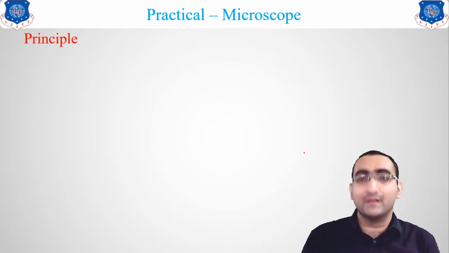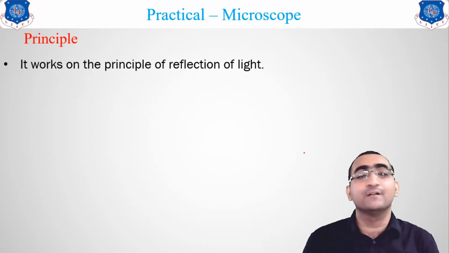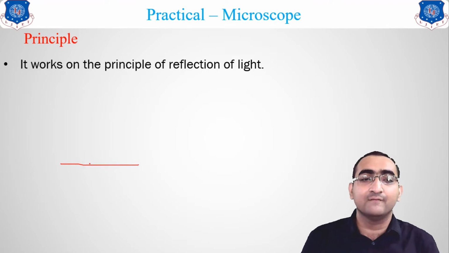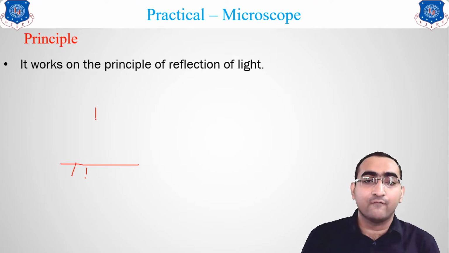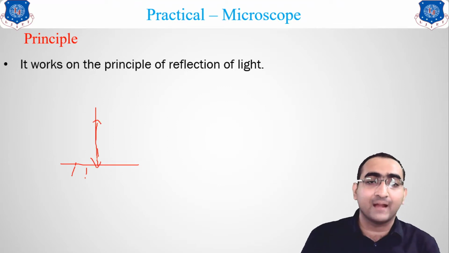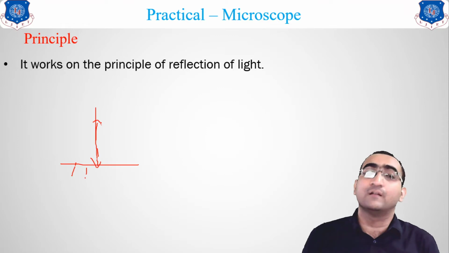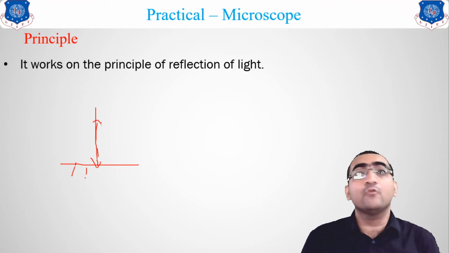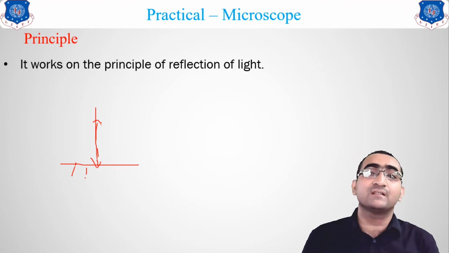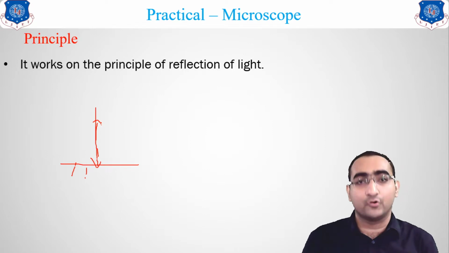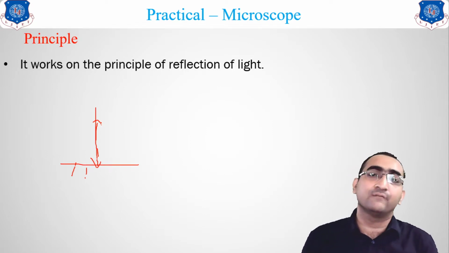The basic principle is the reflection of light. It works on the principle of the reflection of light. If this is any surface, whatever light is coming gets reflected back, and whatever we see under the microscope is due to that reflection of light. If there is no light, then we cannot see anything in the microscope. So that is the main thing, the reflection of light.